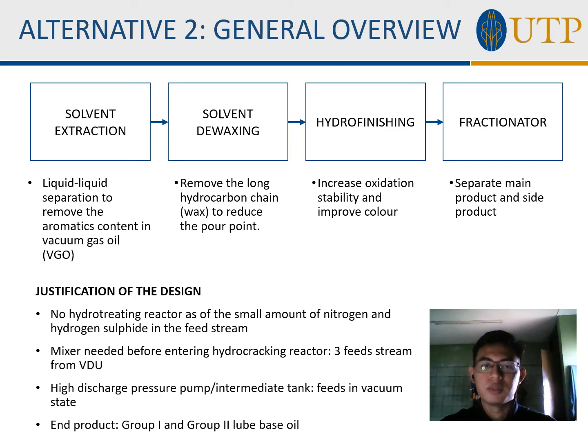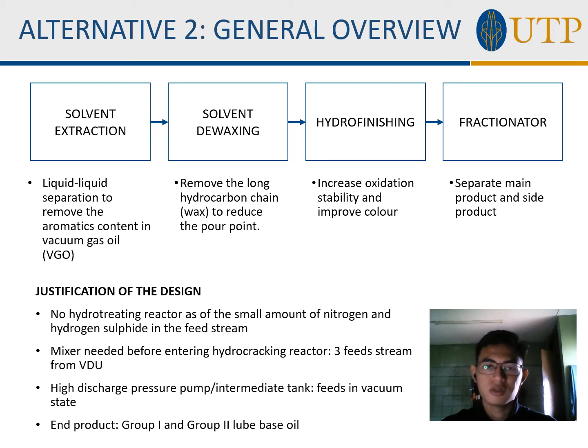Hi, my name is Muhammad Danish bin Rozidan. Alternative 2 is a series of solvent extraction, solvent dewaxing, hydrofinishing, and fractionator process units. The first process unit is solvent extraction. Solvent extraction uses liquid-liquid separation to remove the aromatics content in vacuum gas oil. The most common solvent used is furfural. By removing the aromatics, the raffinate will have a higher fraction of saturates compared to aromatics, subsequently increasing the viscosity index.